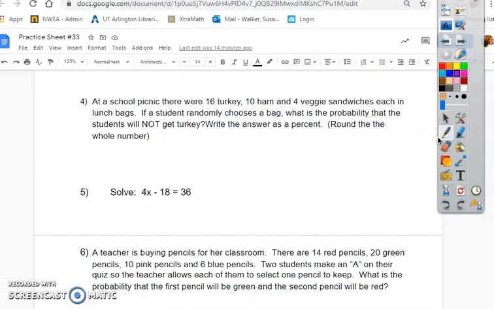So we want the probability, right? How many things are we doing? Hopefully you know it's 1. If a student randomly chooses a bag, what is the probability of not getting turkey? So we're doing one thing, and all we want is not turkey. Okay? So remember, figure out how many are not turkey. Put that on top. Put your total on bottom. Compare it to x over 100. Okay? That is your job.